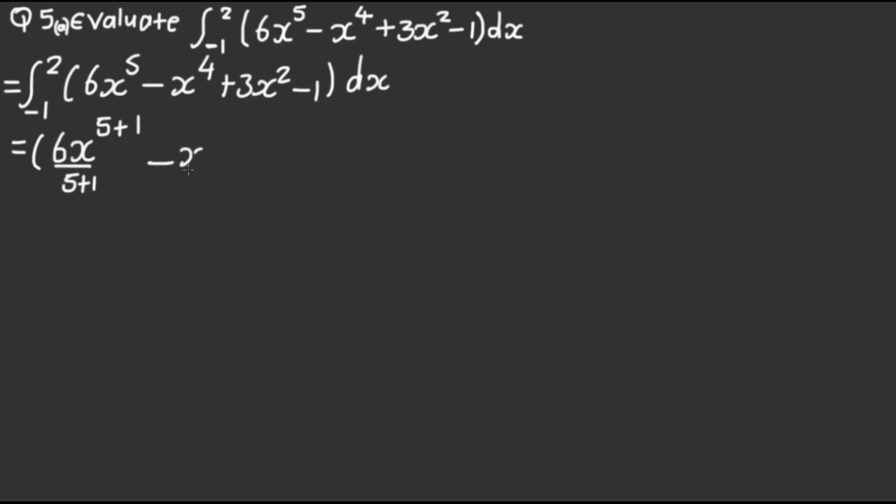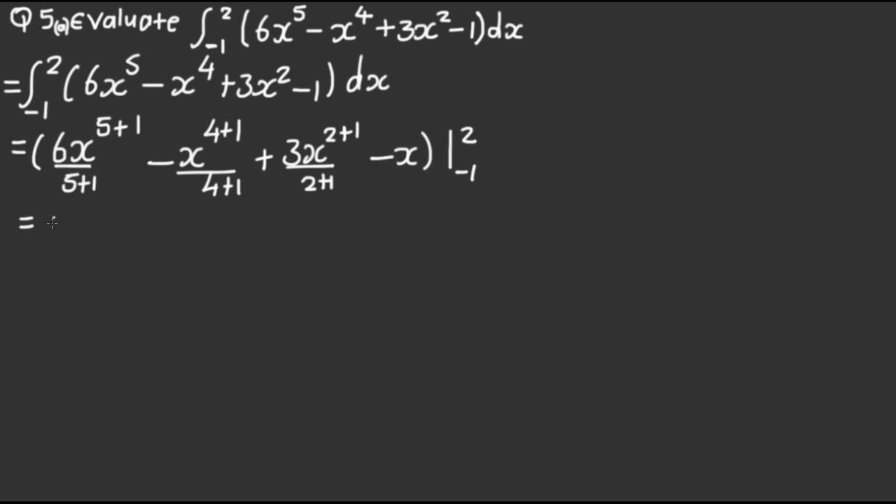Here we have x raised to the power 4, we add a 1 over the same. Here we have 3x raised to the power 2, plus a 1 over 2 plus a 1. Then for a constant number like 1, we multiply by x. This gives us x. Then evaluating from -1 to 2.